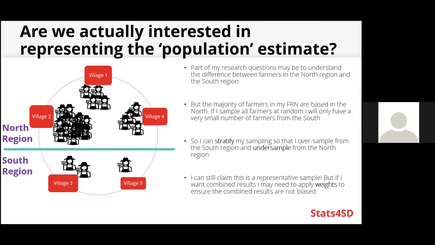And this is still a representative sample. And I can still get population estimates from this sampling approach as long as I remember to apply these weights. Because again, my overall sample is now going to have too many farmers from the south and not enough farmers from the north, because I intentionally oversampled from the south. And this is where I would, again for a different reason, need to apply weights to my design.